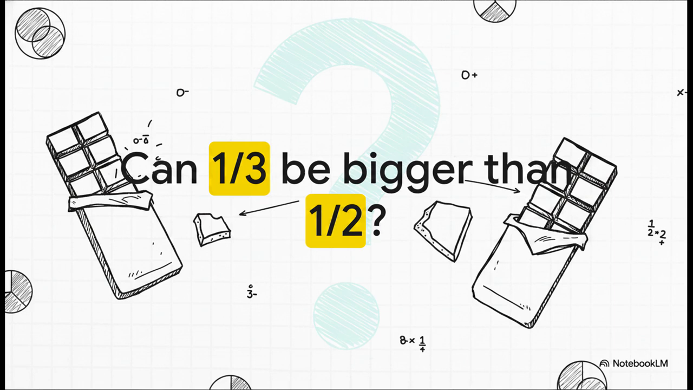Now, I want you to pause and just think about this for a second. Can 1/3 of a chocolate ever be bigger than 1/2 of a chocolate? I mean, all our basic math instincts immediately scream no way, right? We're always taught that a half is fundamentally larger than a third. But Tamana is out here claiming her 1/3 piece is bigger than her friend's 1/2 piece. How could that possibly be true?